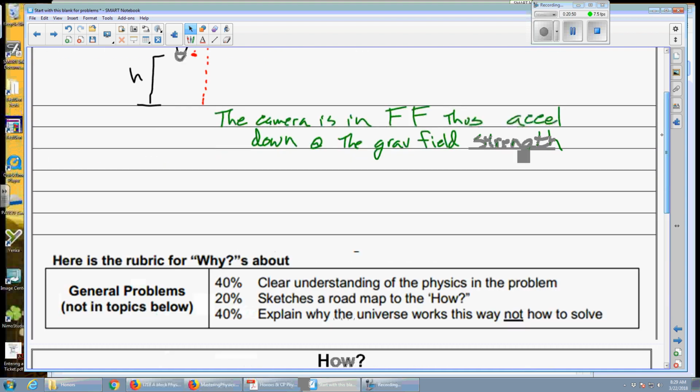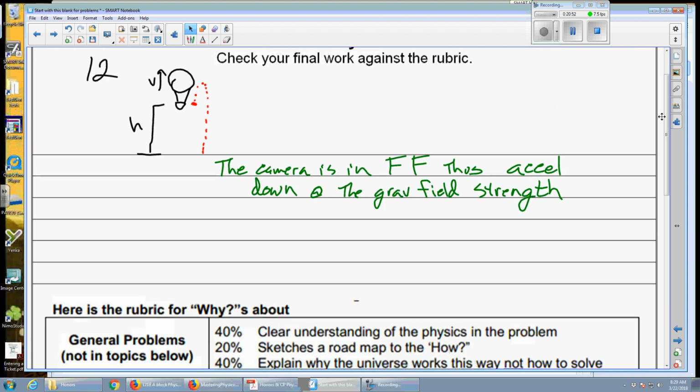Now, you might add in here, especially if you didn't have the drawing, you might add something like: the camera moves upwards, stops, and then moves downwards.